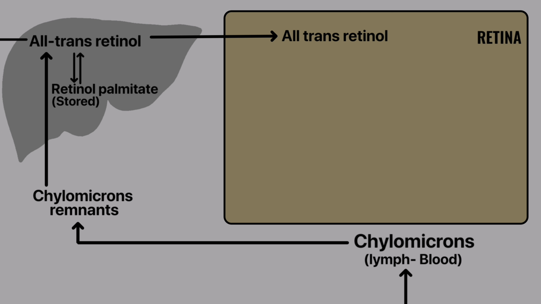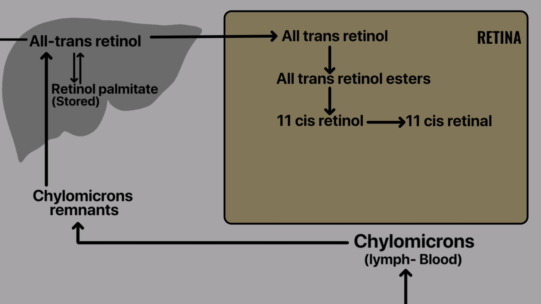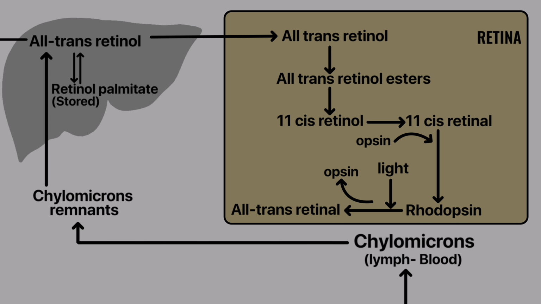cells in the form of all-trans retinol, it is esterified to all-trans retinol esters, which is isomerized to 11-cis retinol. 11-cis retinol is oxidized to 11-cis retinal, which combines with opsin to form rhodopsin. Rhodopsin is essential for dim light vision. When light falls on rhodopsin, it forms opsin and all-trans retinal. This photochemical reaction triggers a nerve impulse to the brain. All-trans retinal is converted to all-trans retinol, and rhodopsin is synthesized again when the cycle reoccurs.